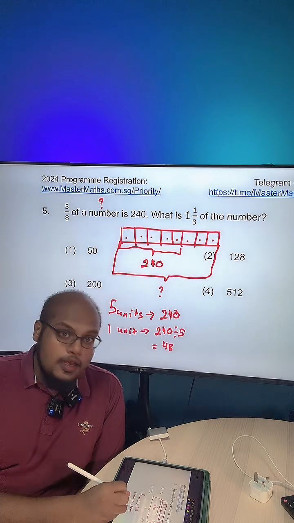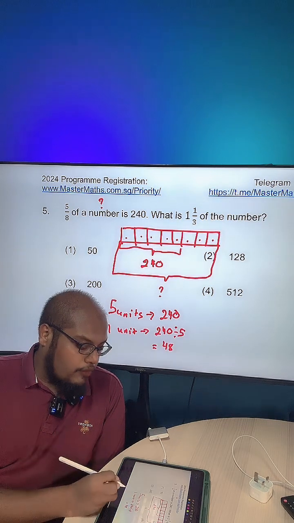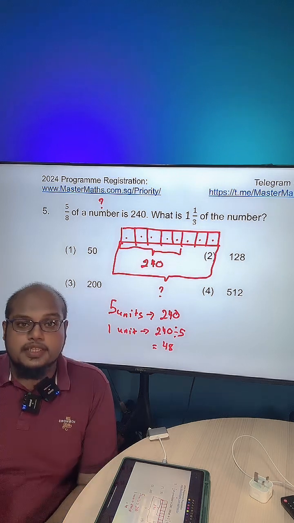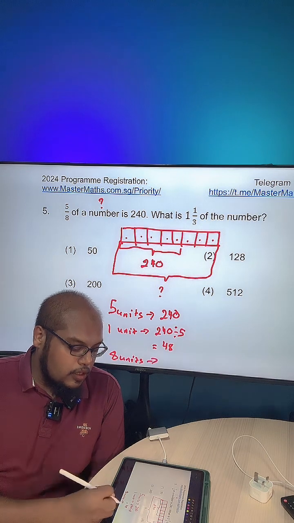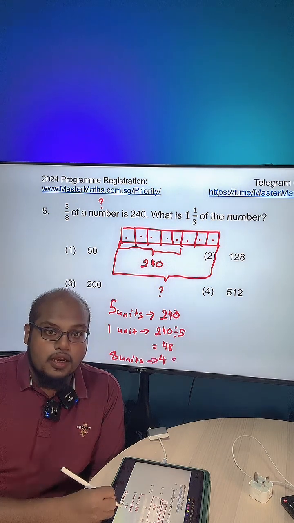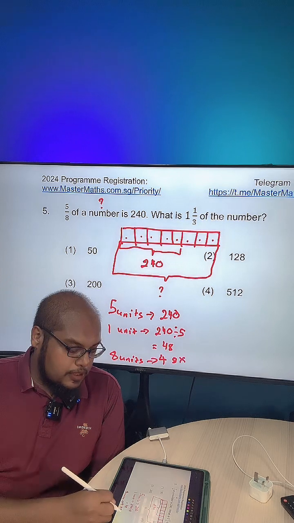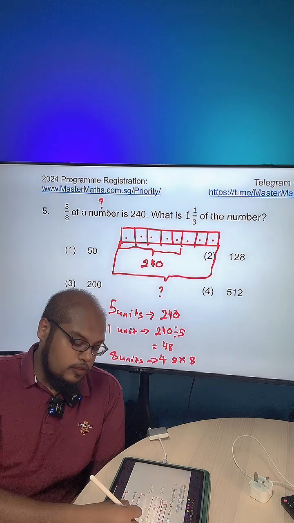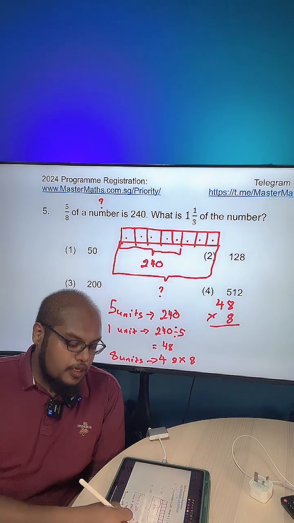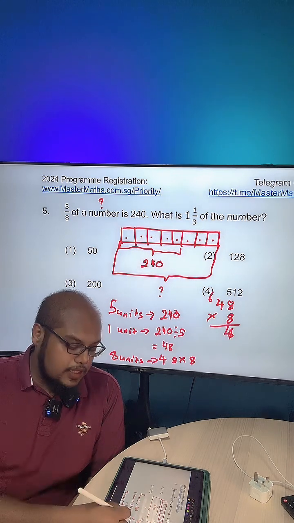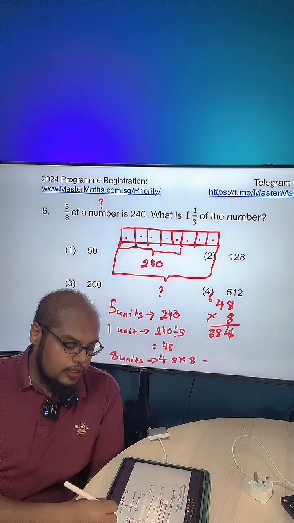Okay, and then for the 8 units, because there's 8 boxes there, right? So, 8 units, 48 times 8. So 48 times 8 is 8 times 8, 64. 4, 6. 4 times 8, 32 plus 6, 384.